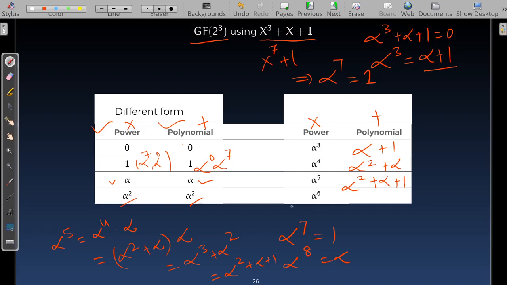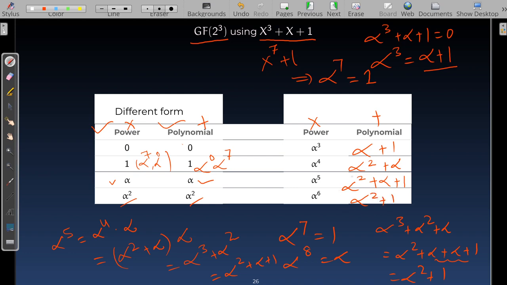Okay, and now alpha to the power 6 will be, this time multiplying by alpha, alpha cube plus alpha square plus alpha, and then it will become alpha square plus alpha plus 1 plus alpha. So alpha plus alpha is going to be 0, so we have alpha square plus 1. So alpha to the power 6 will be equal to alpha square plus 1.